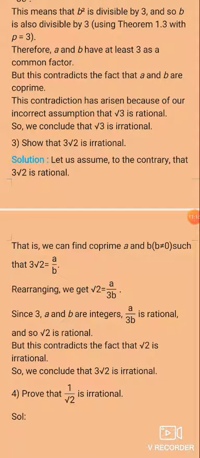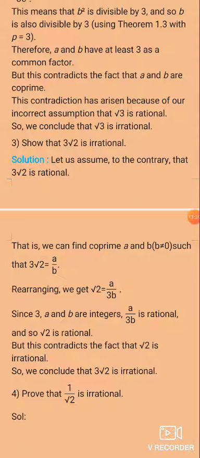Since 3, a, b are integers, a by 3b is a rational number. We know rational numbers are written in the form p by q, where p and q are integers. So what here? Root 2 is also rational.